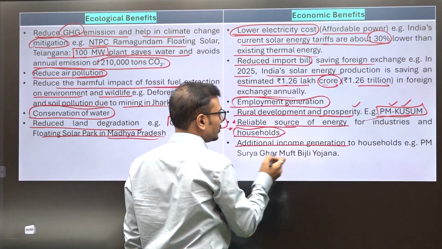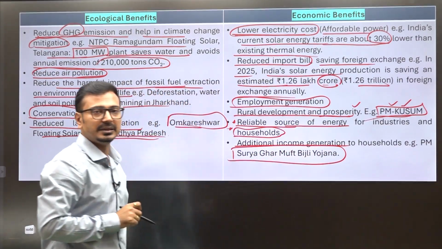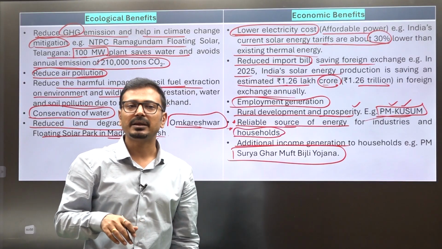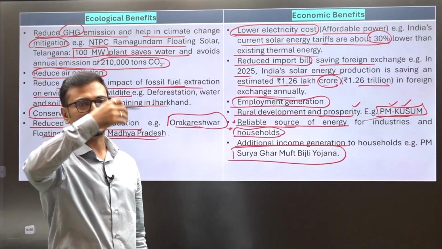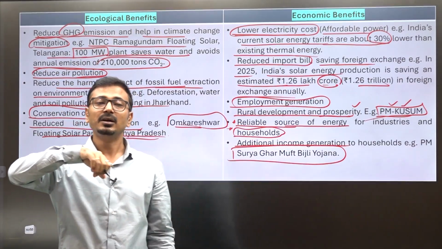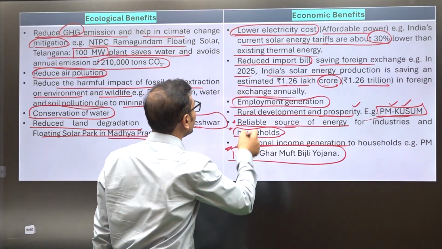Additional income generation to the households, like for example, Surya Ghar Muft Bijli Yojana. Yes, through this the people can sell the extra energy that they are generating through solar energy from their rooftop panels to the discoms, and they can earn the money, right? So these are some economic benefits.